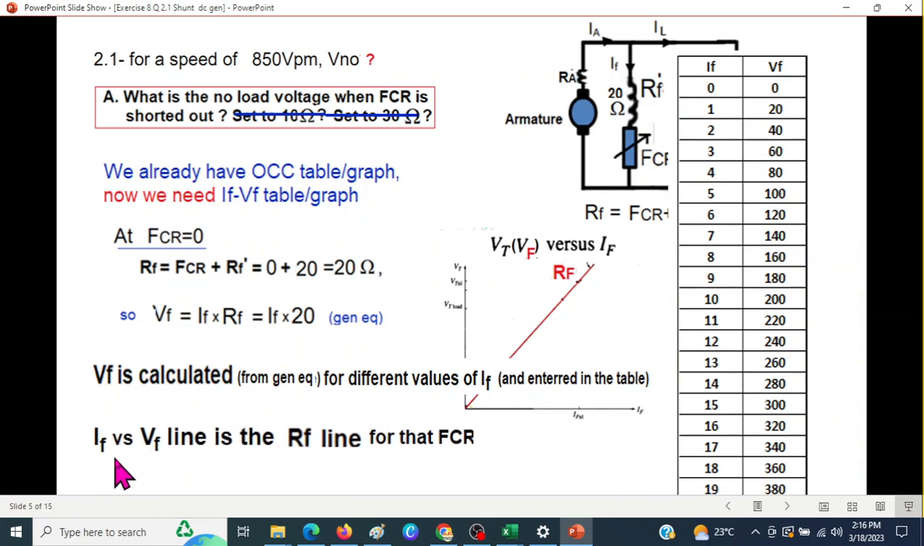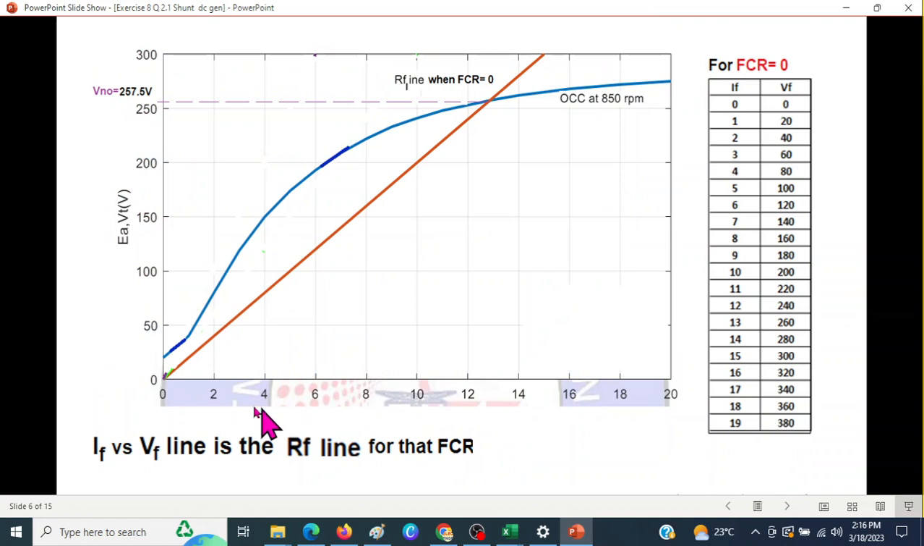Now the IF versus VF line is actually the RF line for that FCR. So this is where it is. This was the OCC graph, and this is the RF line for FCR 0. And you can even see that at 0 current, it is 0 voltage.